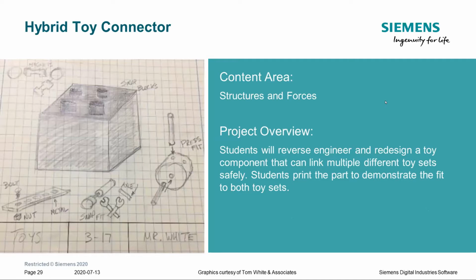The second project is a hybrid toy connector. So how do you go from, say, a Lego to a Tinker Toy or a Lincoln Log? It's lots of very careful measuring, and how do we make the transition from piece to piece? They're designing something that has to fit two different things. It's one thing to design something and then design something else to fit it, but to take an existing product and design something that works is much harder.